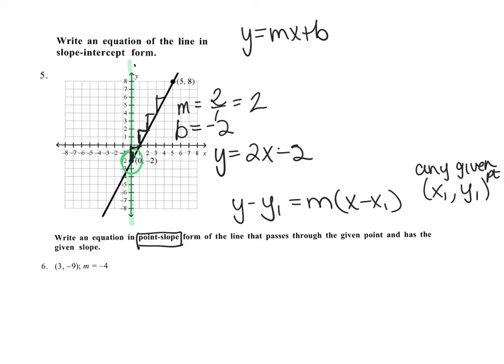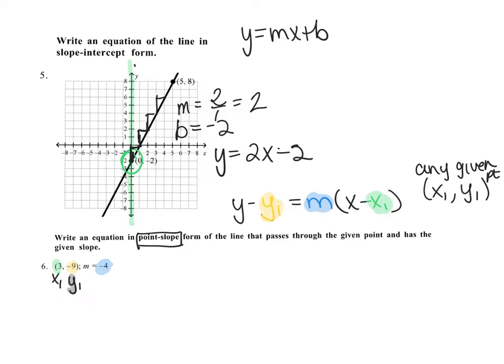So here I have 3 comma negative 9. So my x1 is 3. Let's color these a little bit. My x1 is 3. So that'll go in here. My y1 is negative 9. That's going to go here. And my slope is negative 4. So that's going to go in for m. So there's y1.